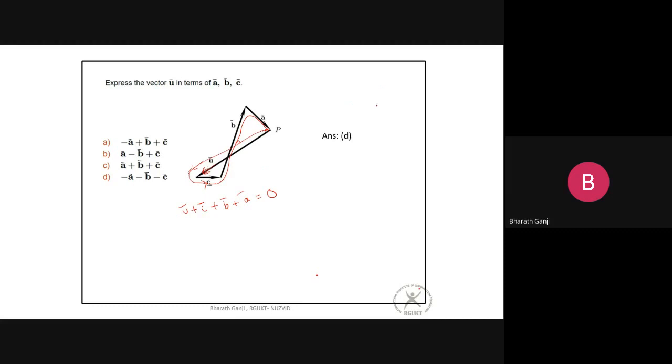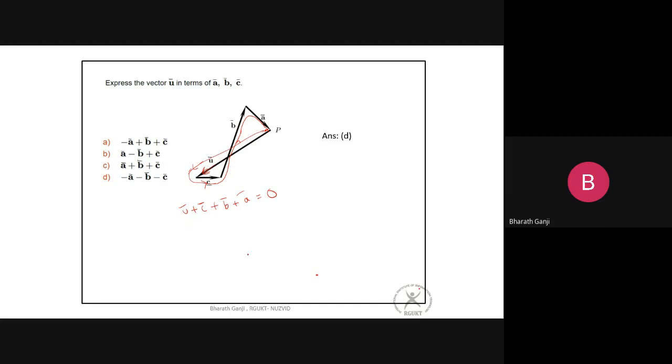So this is the law I think you have studied in your vector algebra probably. Does it have a name, any name? Yes, you can say it is the law of polygons, right? So from here you can always find the resultant.